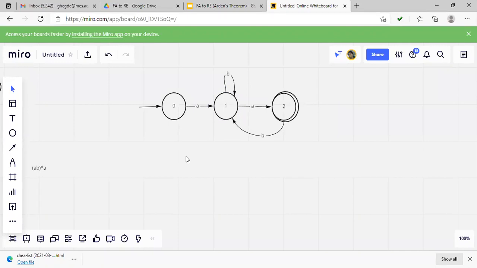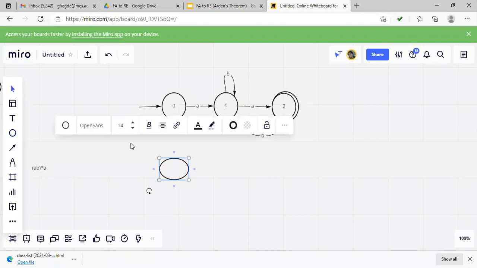Yes, Sujal, you have raised the hand. Do you have any doubt? Sujal, do you have any doubt? You have raised your hand. Do you have any doubt?